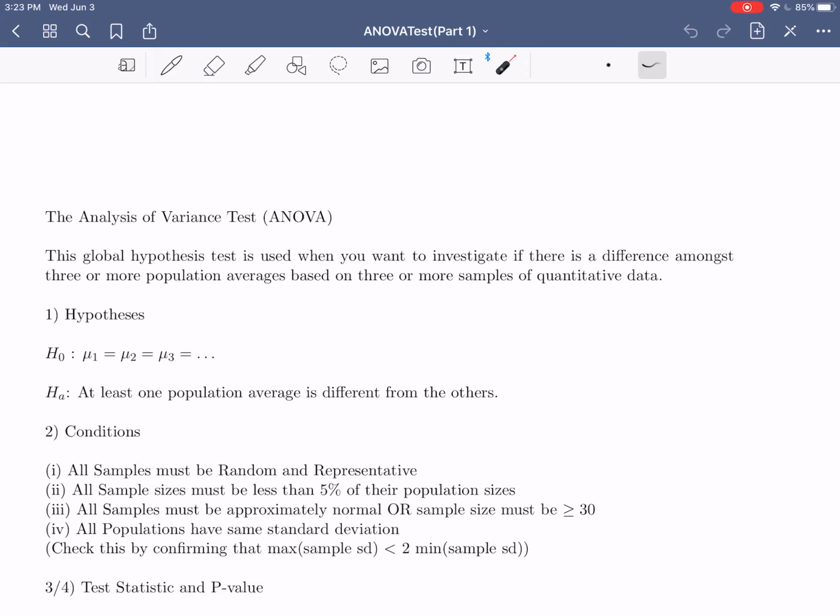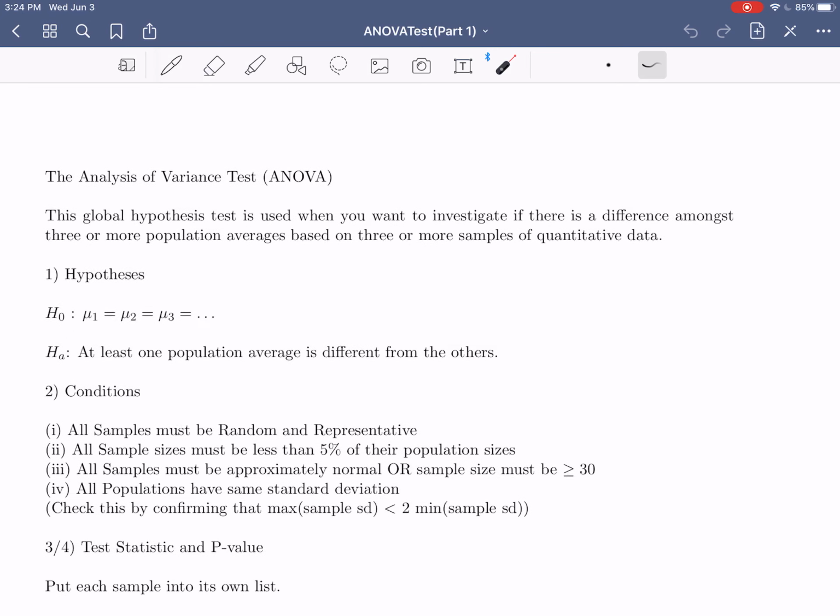In today's video, we're going to be starting on the last hypothesis test that we'll be talking about in our term. This hypothesis test is called the analysis of variance test and is often abbreviated as ANOVA. This ANOVA test is another example of a global hypothesis test. And it is used when you want to investigate if there is a difference amongst 3 or more population averages based on 3 or more samples of quantitative data.